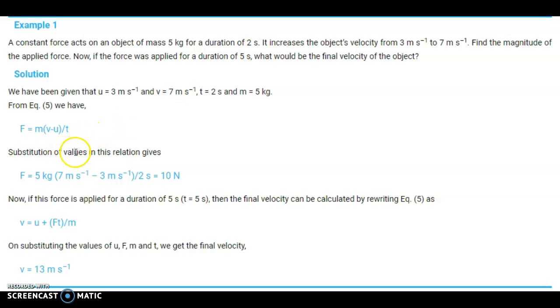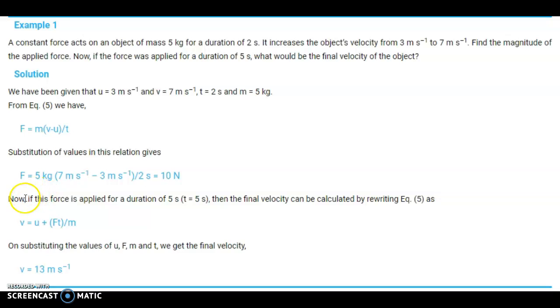So when you substitute the values in the relationship, the mass is 5, v is 7 meters per second, u is 3 meters per second, and time is 2 seconds. So you get 7 minus 3, that is 4. 4 into 5, 20. So 20 upon 2, that is 10 Newton. So the force is equal to 10 Newton.